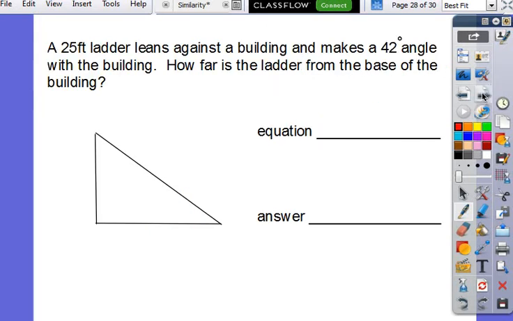Now look at this one. It says a 25-foot ladder leans against the building and makes a 42-degree angle with the building. So where does that go? The 25 goes at the hypotenuse and the 42 goes at the top. How far is the ladder from the base of the building? Then that would be down there. What equation would work for this? Should be sine 42 equals x over 25, numbers on the bottom, I multiply.